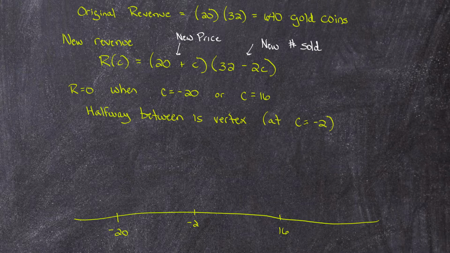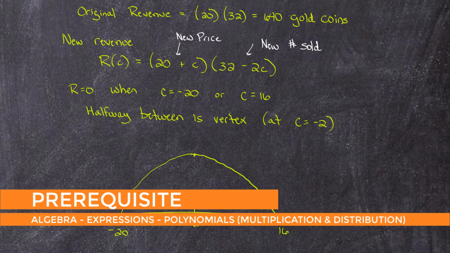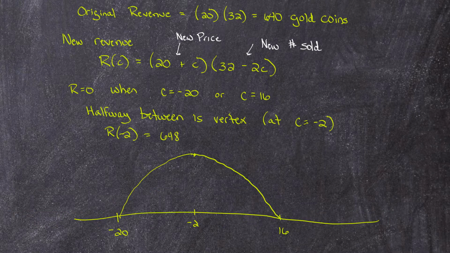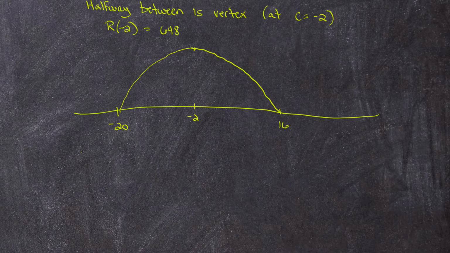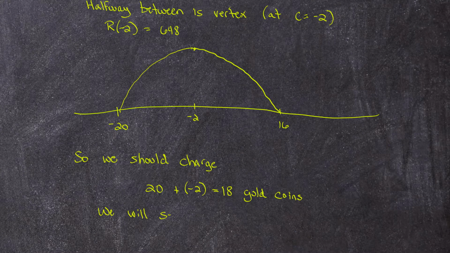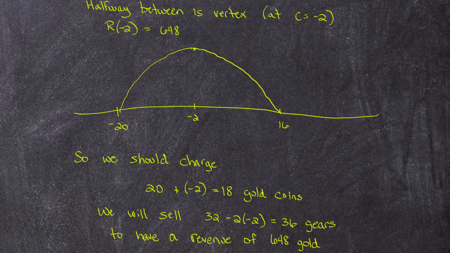Additionally, we know that, again from our prerequisite material, the parabola will be opening downward because the lead coefficient is negative, if we had bothered multiplying it out. Hence, we have a maximum at c equals -2, and its value is 648. That is, we would maximize our revenue if we charged 2 gold coins less, and the revenue we would get is 648 gold coins. The moral of the story is that we should charge 18 gold coins for these gears rather than 20.